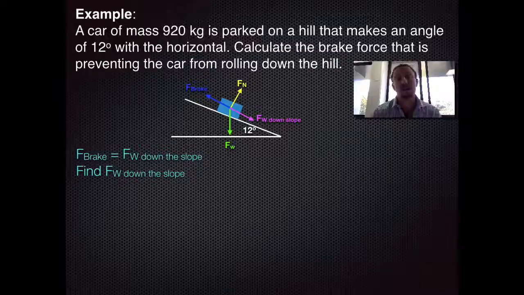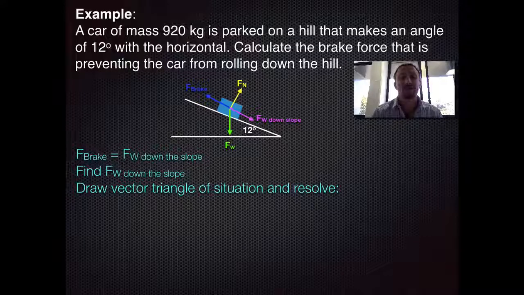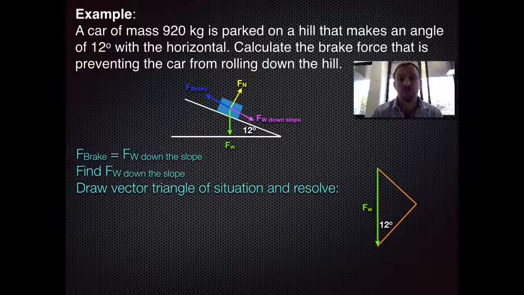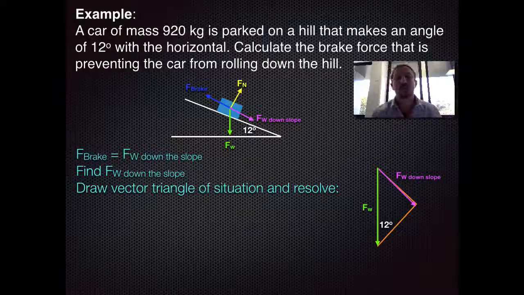So from this, I've got the idea that brake force will equal the weight force acting down the slope. So I can find the weight force acting down the slope, and I can draw a vector triangle of this situation. So here's my vector triangle. I've basically got my weight force acting down the slope, and the angle between that and those two components is going to be 12 degrees. So as you can see from the diagram there.